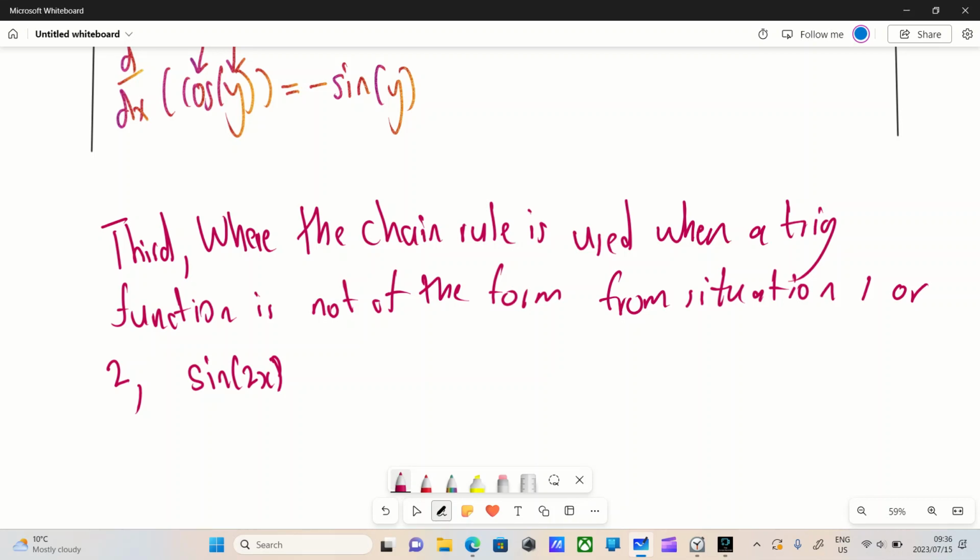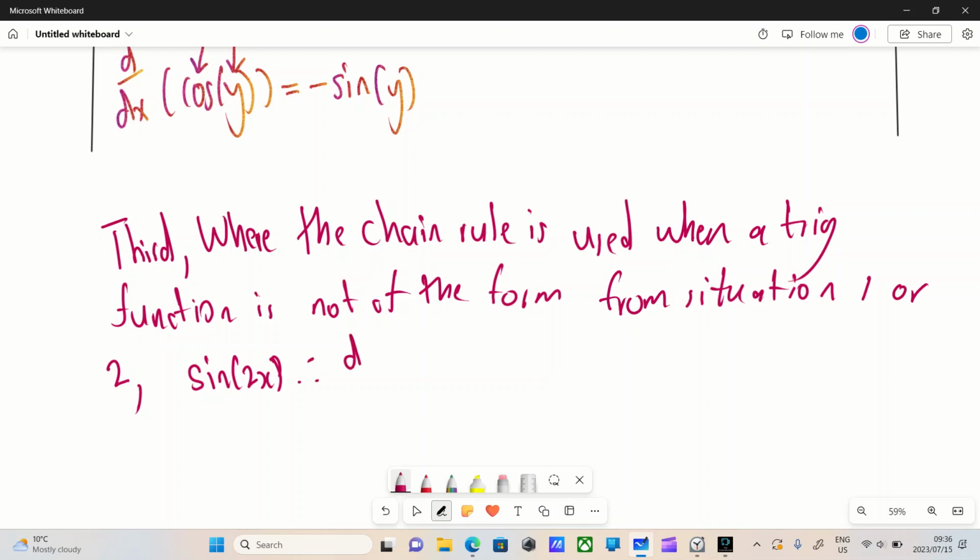Our first situation said you would be given a trig function which takes as parameter a constant. Well, we see our parameter is 2x. Is it a constant? No. Therefore, it's not situation 1. In situation 2, we did say a single trig function, which we are given. Sine right here is a single trig function. But 2x is not a standalone variable. It is 2x. A standalone variable would be a variable by itself.